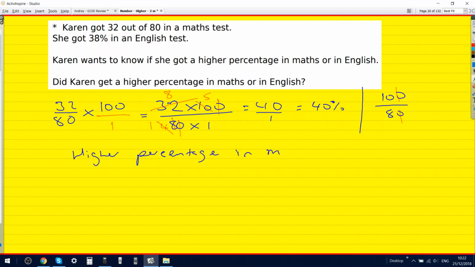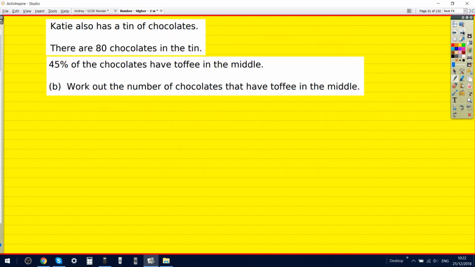Do you find this method easier, like cancelling down to simple numbers, or like the 3,200 divided by 80 easier? Probably 3,200 divided by 80. Okay, so if you're more comfortable with that, then do it that way. So most people are more comfortable the other way.